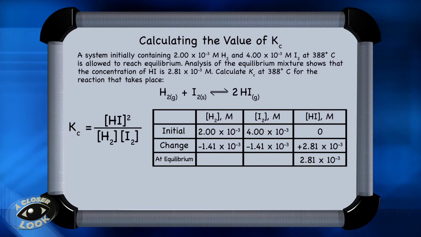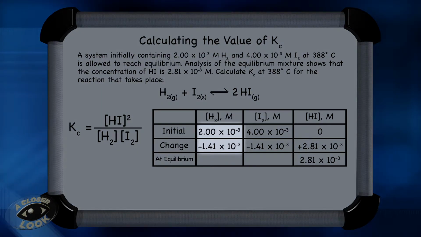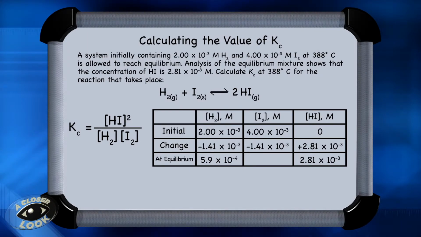Since the concentration of hydrogen is decreasing as the system approaches equilibrium, we take the 2.00 times 10 to the negative third and subtract 1.41 times 10 to the negative third, and we're left with 5.9 times 10 to the negative fourth molar. That is the equilibrium concentration of hydrogen.